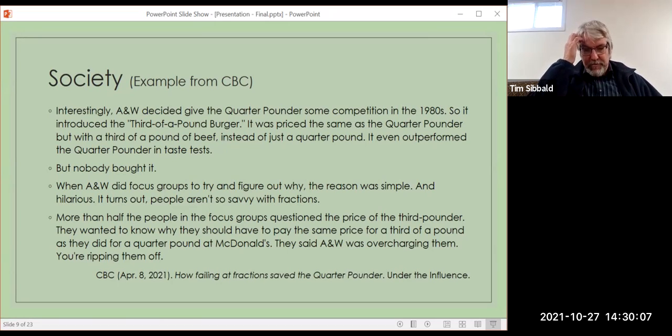So people preferred it, but their sales didn't take off. And when they did focus groups to investigate why the 1/3 of a pound burger didn't do as well as the 1/4 pounder, it was because the general public thought that a 1/3 of a pound was less than a 1/4 pound. And so they perceived themselves as getting ripped off. I'm not going to share any other society stories, but these things arise, and there's no end of issues. And this is just one example among many.